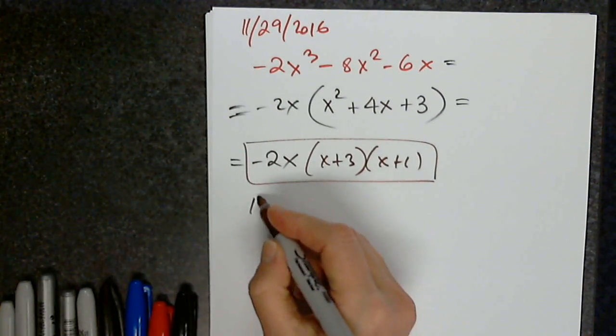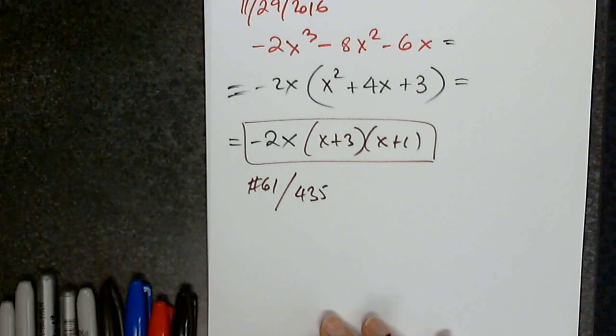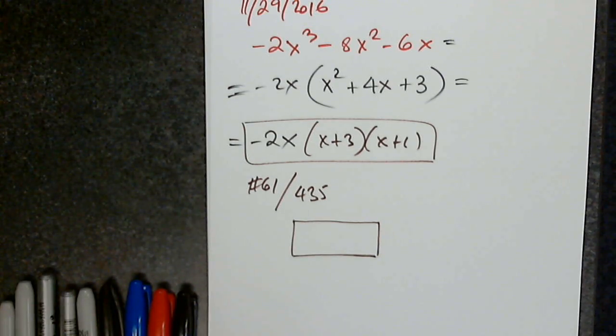The flag, number 61 on page 435. A flag for a local organization is in the shape of a rectangle, whose length is 15 inches less than twice the width. The length is 15 inches less than twice the width. So the length is, the length is means L is 15 less than twice the width.